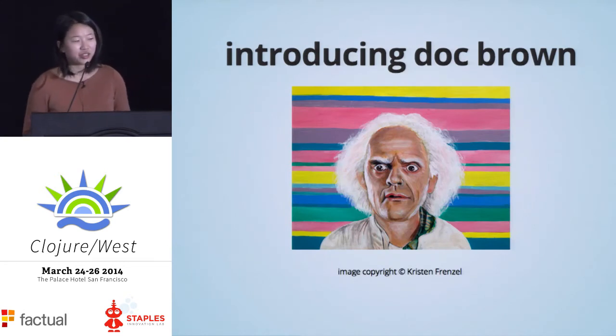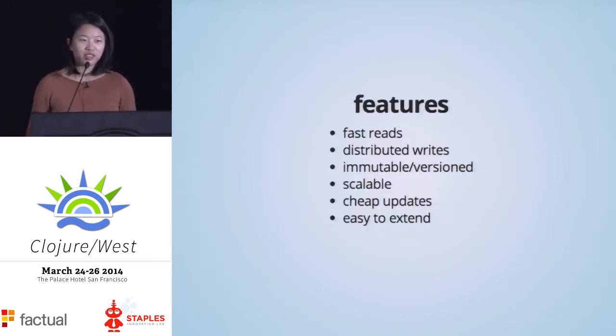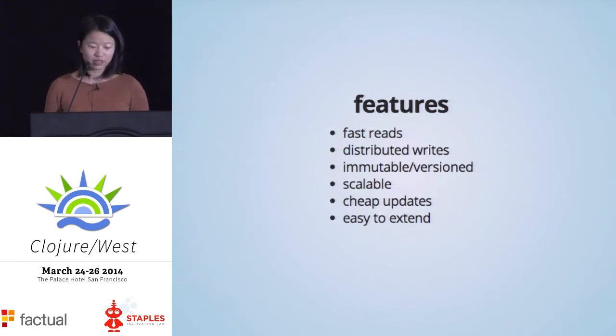So today I'm introducing Doc Brown at the Climate Corporation. We like to name a lot of our services after characters from Back to the Future. So here he is. And these are explicitly the features that we wanted from Doc Brown. So fast reads, we wanted distributed writes because we have very, very large volumes of data. We wanted this to be immutable and versioned and scalable so that we have cheap updates. And we wanted this to be easy to extend for other backends, and I'll get to that.